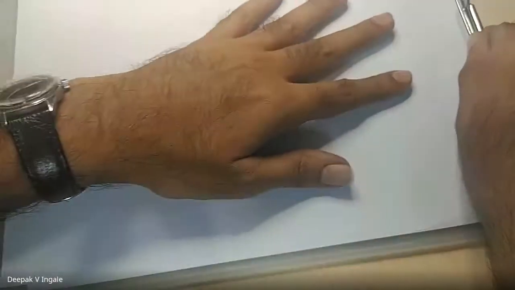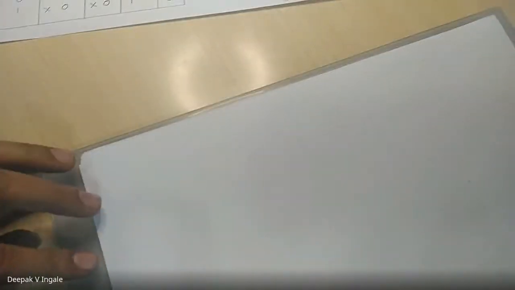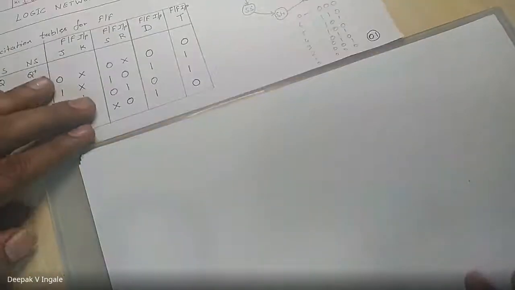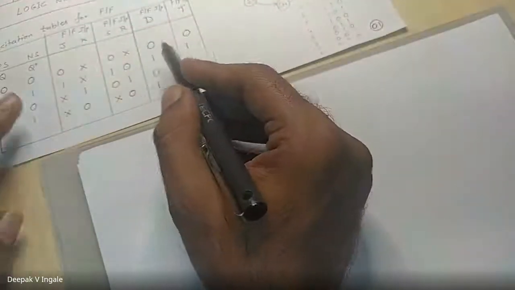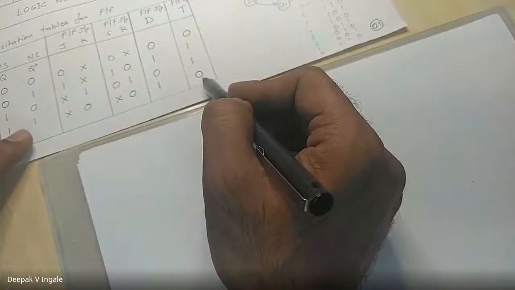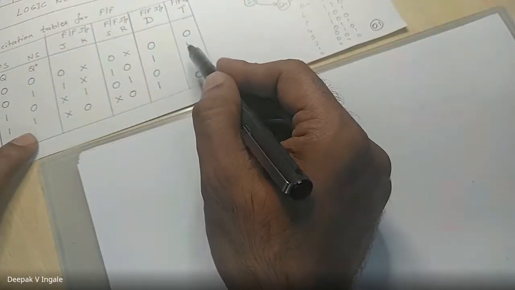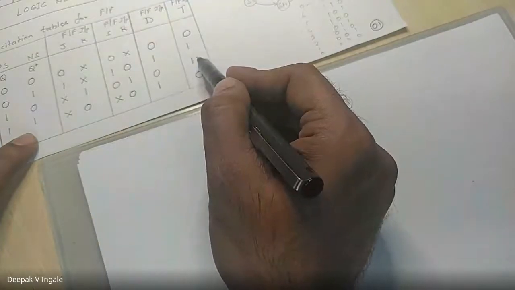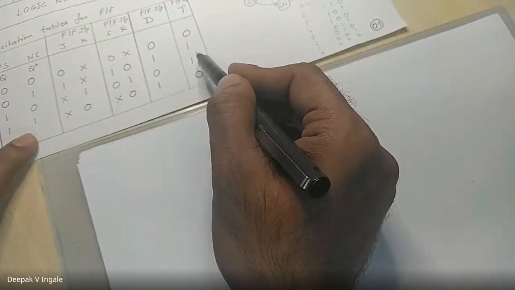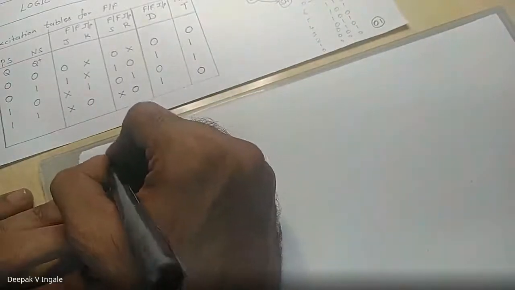Now we will implement the same using T flip-flop. You can look at the excitation table. If it is 0 0, no change. If it is 1 1, no change, meaning 0. If it is changing from 0 to 1 or 1 to 0, the excitation value will change to 1. So start your table.